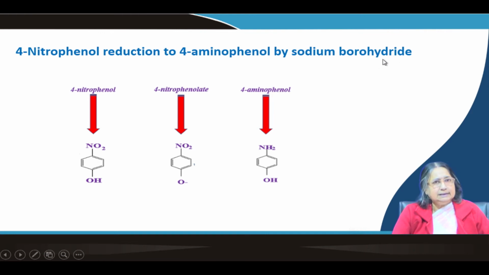Although this reaction is thermodynamically feasible, it is very slow kinetically. Whether some reaction will happen or not will be decided by thermodynamics, chemical thermodynamics, and how fast it will go will be decided by kinetics. Okay. So here, if there is no catalyst, only sodium borohydride, then the reduction is very slow.